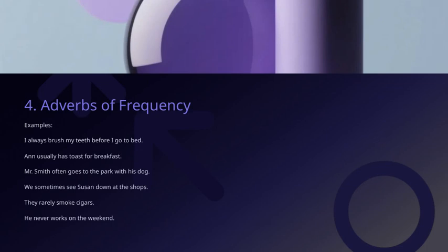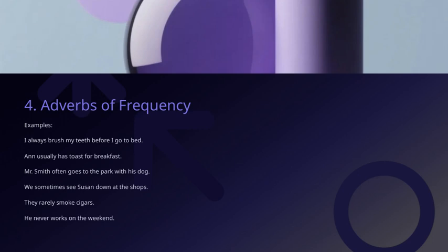Today, let's look at some examples of adverbs of frequency in everyday life. He never works on the weekend. This means he always has his weekends free, highlighting how never indicates zero frequency. Next we have, they rarely smoke cigars. Rarely shows that smoking cigars happens very infrequently. Then we sometimes see Susan down at the shops. Sometimes suggests it happens occasionally, not often, but not never either.